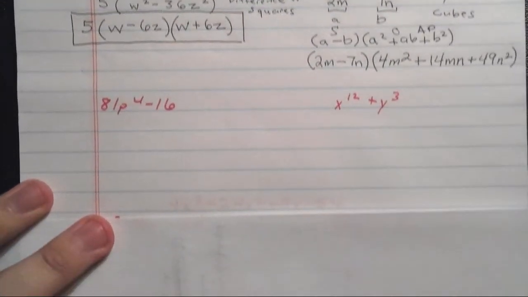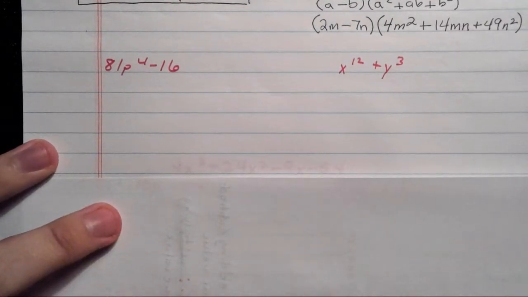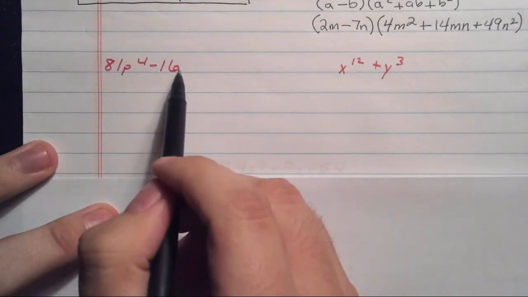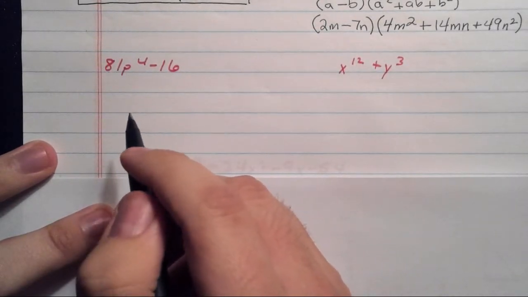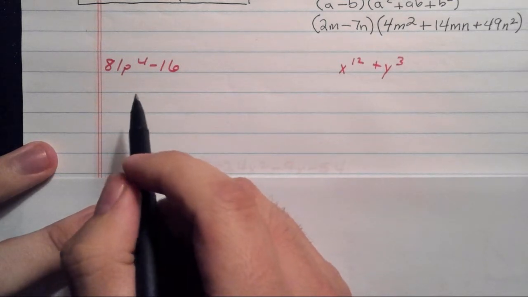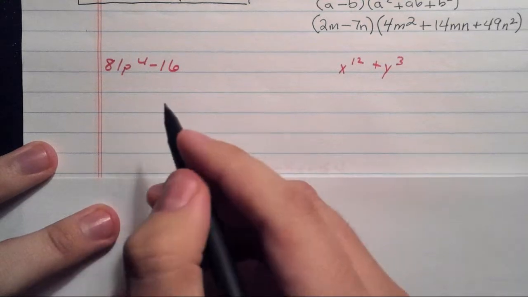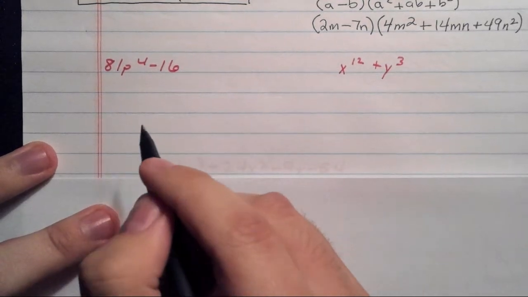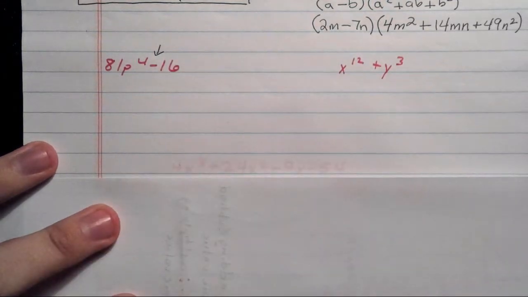All right. Here I have 81p to the fourth minus 16. First thing I do is I look for a greatest common factor. They don't have any variables in common, and 81 and 16 don't have any common factors apart from 1. So I don't have to worry about that. Now I've got p to the fourth, I've got 81, I've got 16. I recognize that all of those are squares. So what I'm looking at here is a difference of squares.